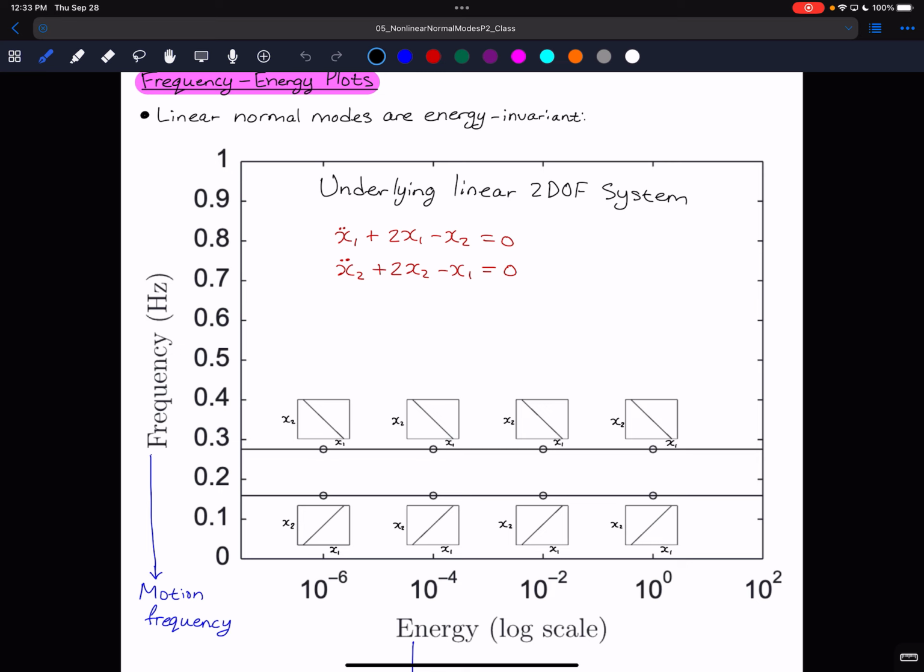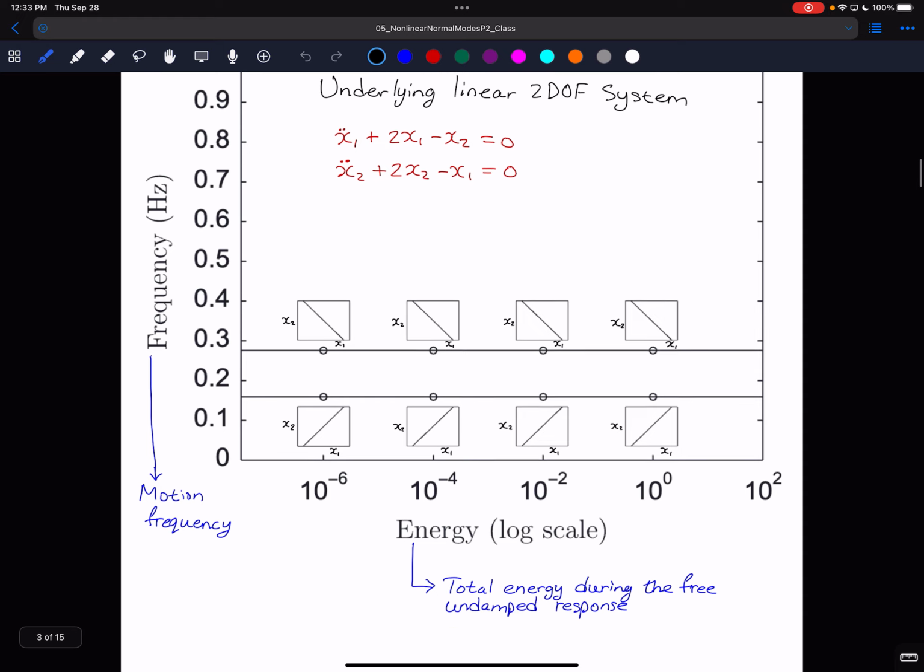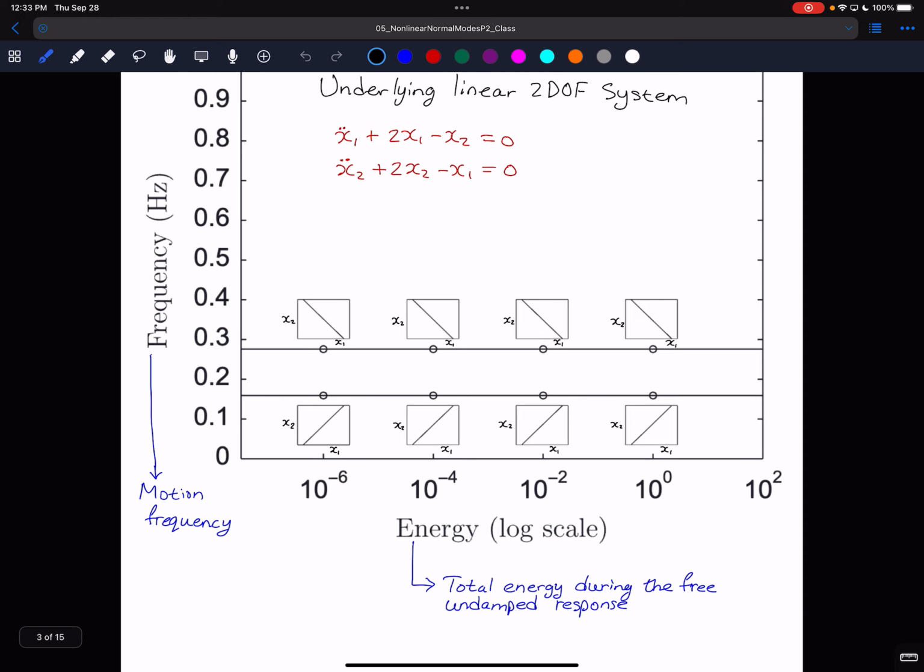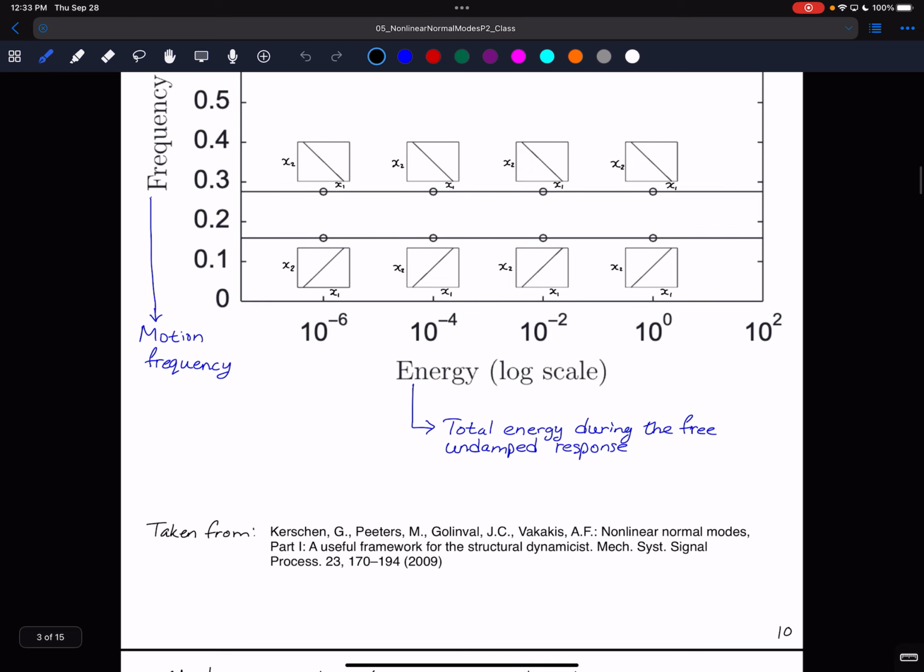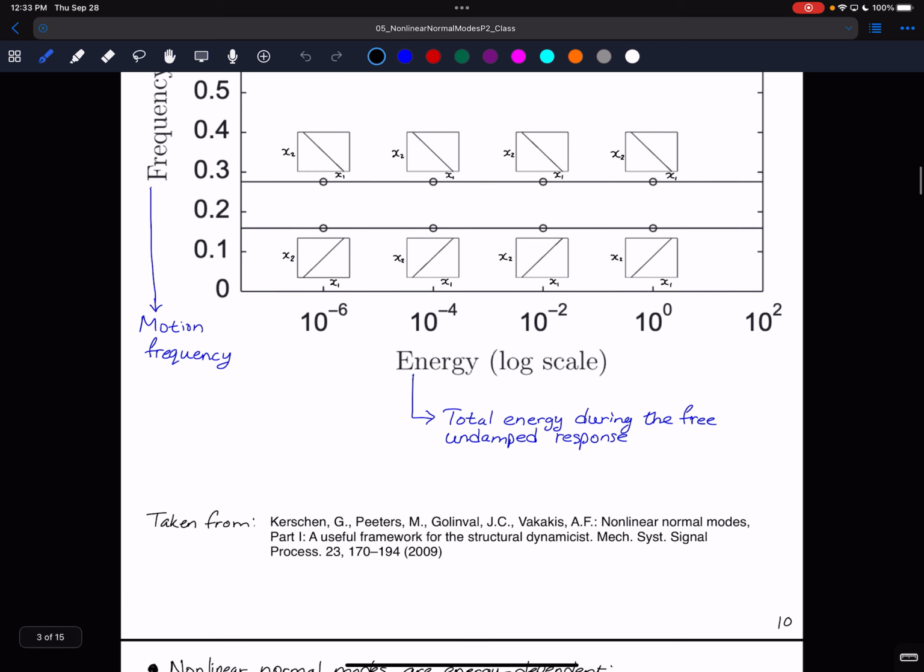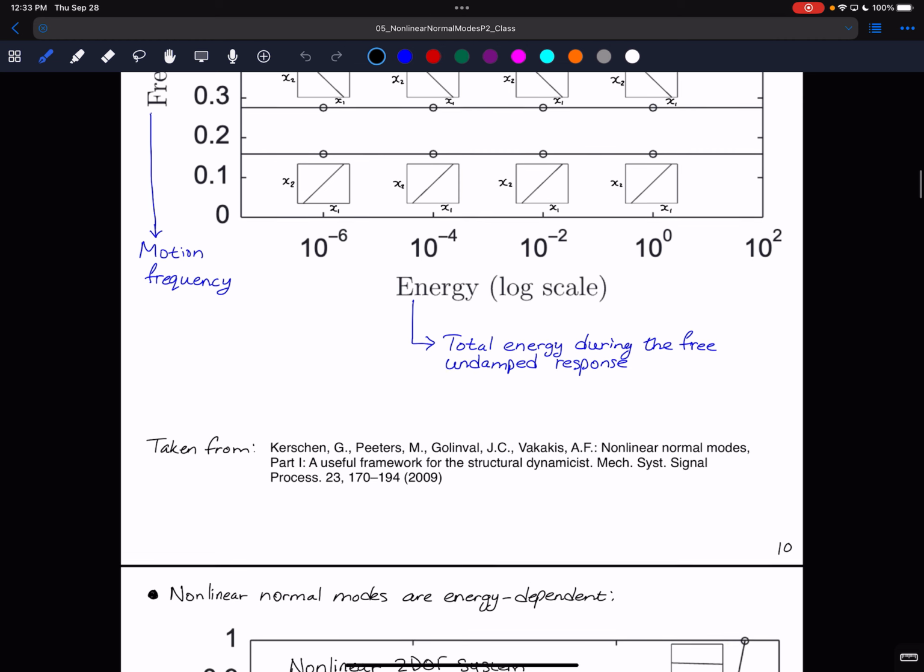And then if we look at their modal curves at different energy levels, we'll find that they're exactly the same because those are also independent of energy. Okay. Nothing really special or interesting there, but just wanted to show that here. Oh, and this is taken from a paper by Kerschen et al. shown here. A lot of the plots shown here will be taken from that paper or various papers as well.